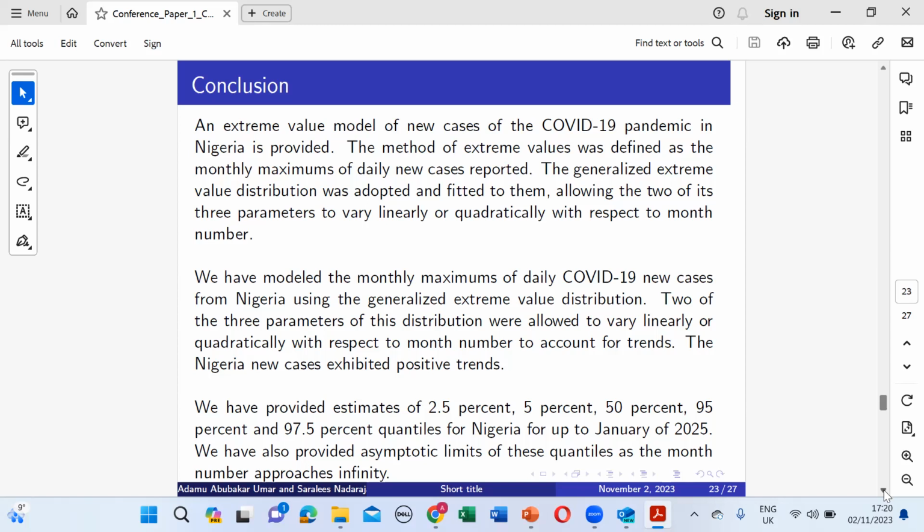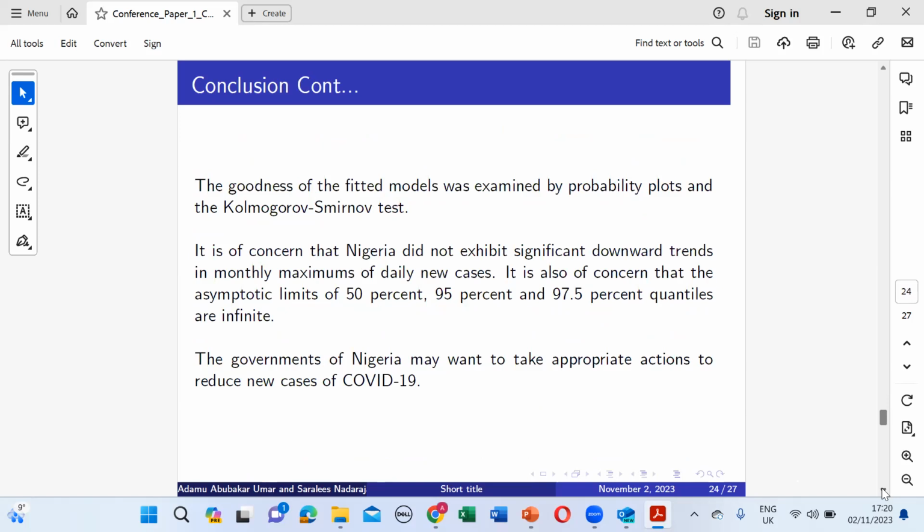The Nigerian new cases exhibit a positive trend. We have provided an estimate of the 2.5, 5, 50, and 95% quantile for Nigeria up to January 2025. That is for prediction or future use purposes. We have also provided the asymptotic limit of these quantiles as the month number approaches infinity. The goodness of fit of the model was also examined using the probability plot and the Kolmogorov test. As you can see, we have all the values.